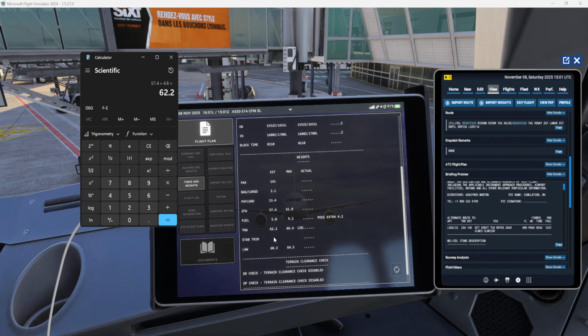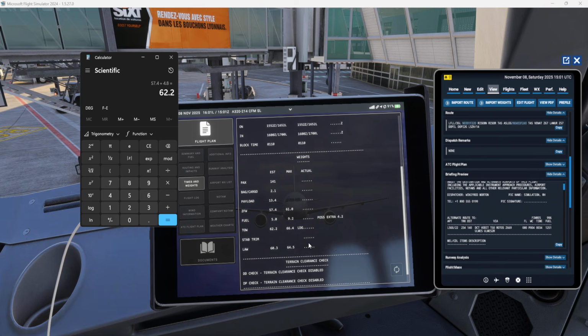Then we see if we have exceeded the limit of the takeoff mass. We have here the max is 66.4, and for sure you have the max of zero fuel weight. So we are good, my friend. And the Lido flight plan doesn't give you the landing weight. You should calculate it by yourself.